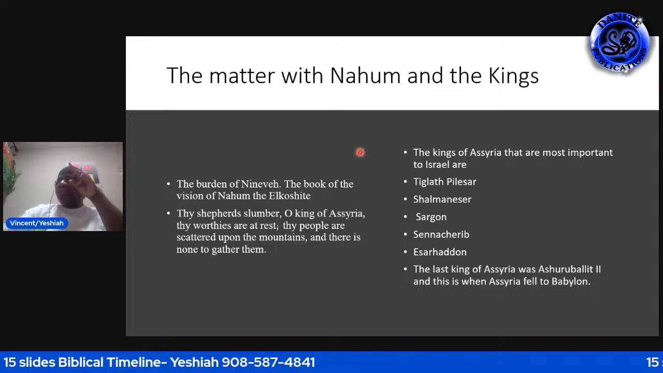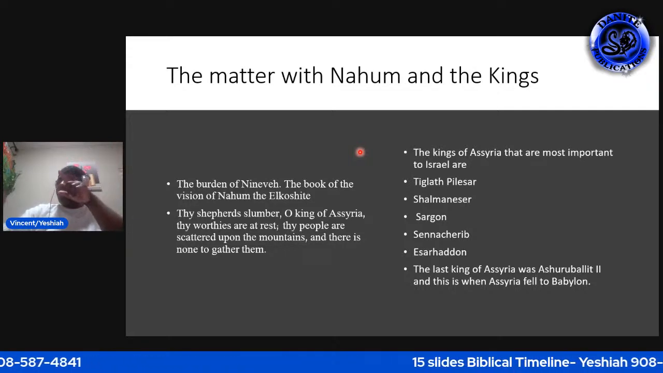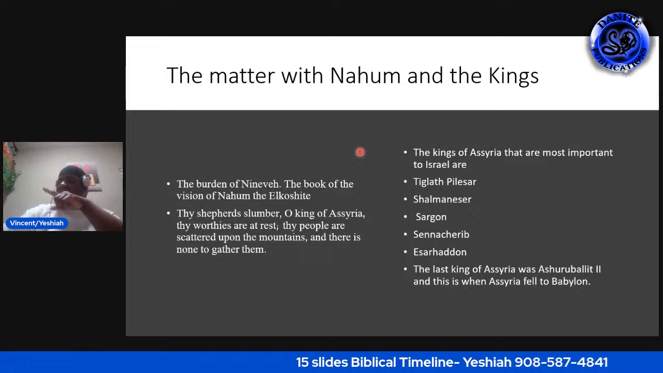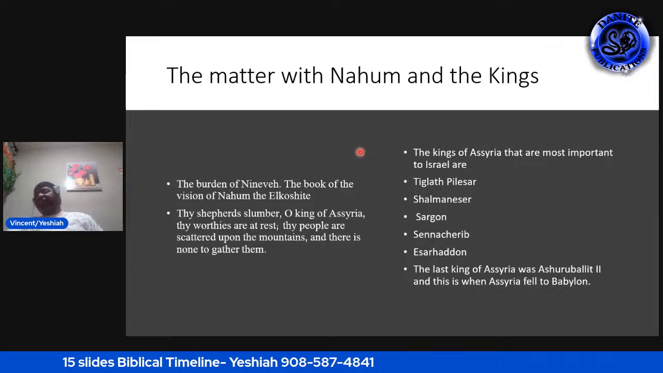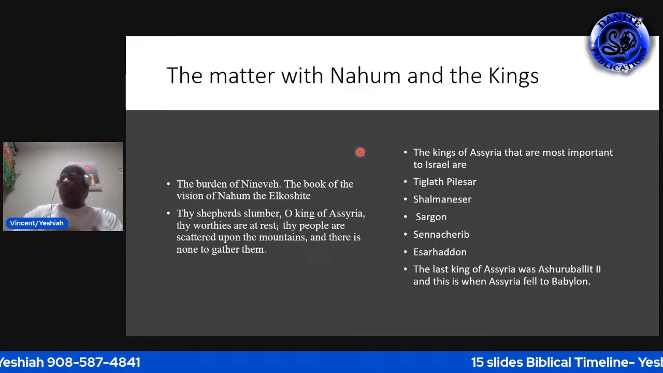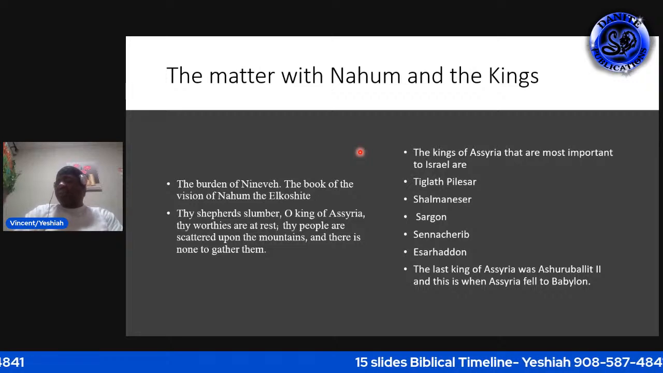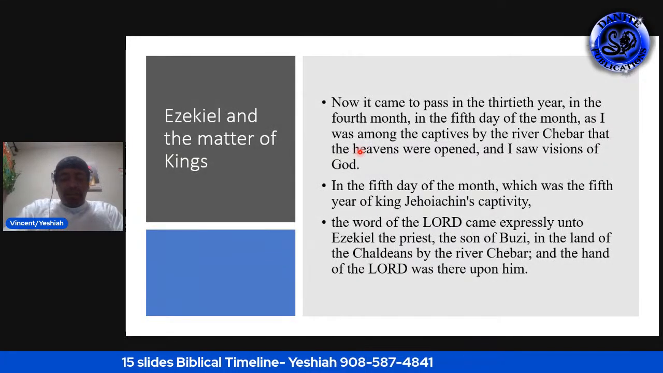Now, when we read in our own time in 2 Kings chapter 17, the king of Egypt was Shabaka, a Cushite / Nubian king that was ruling, brothers and sisters, inside of Egypt. So all of these different things are correlating with each other in the time frame. This is what we want to talk about and conclude. Let's go on. Ezekiel in the matter of the kings.